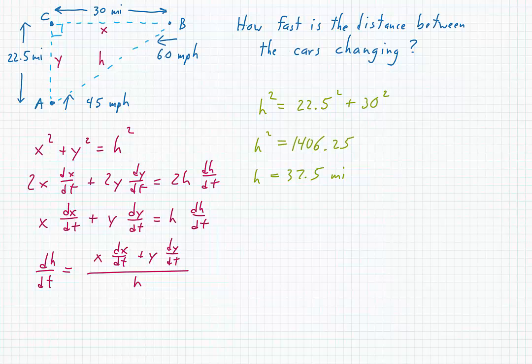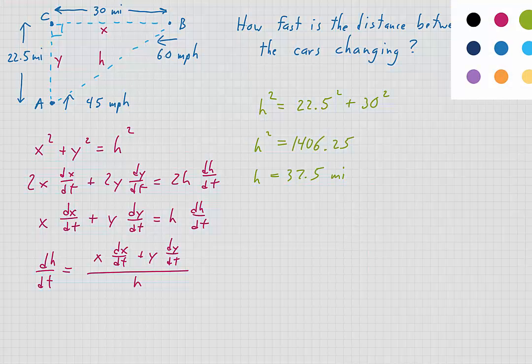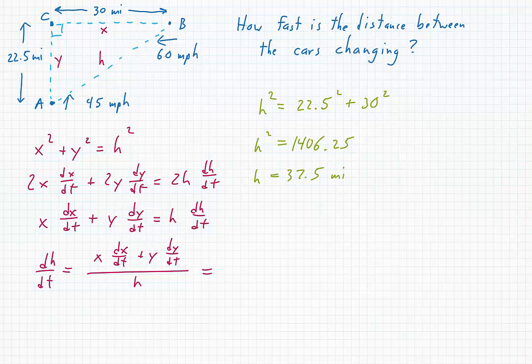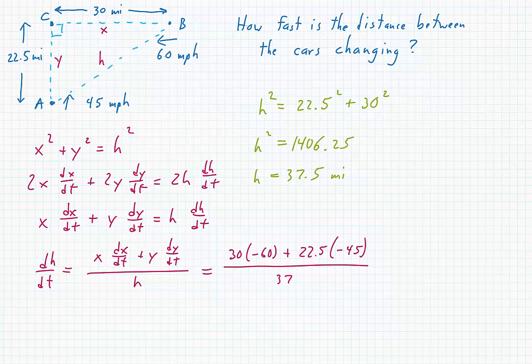Now when I solve that equation, I also get h is a negative 37.5 miles as well, but obviously in the way we've drawn the picture and the way we're thinking about distances, a negative distance doesn't really make much sense. Now let's take and plug our numbers into our equation here. dh/dt now is going to become x, which is 30, times dx/dt, which is negative 60, plus y, which is 22.5, times dy/dt, which is negative 45. We're going to divide all of that by 37.5.